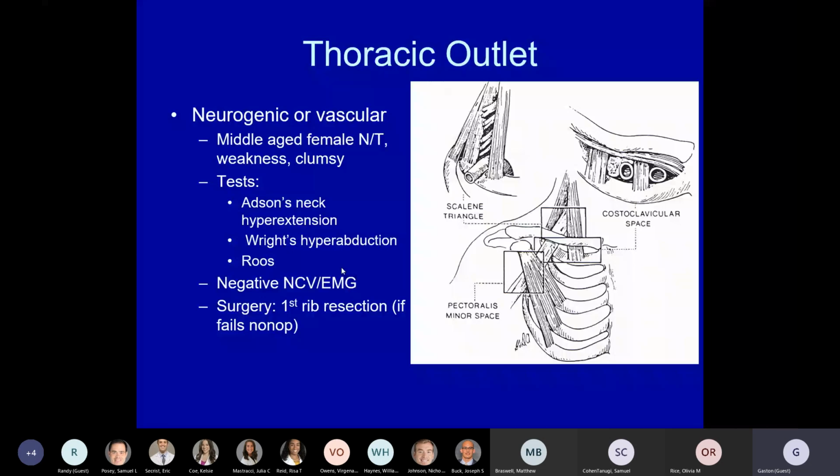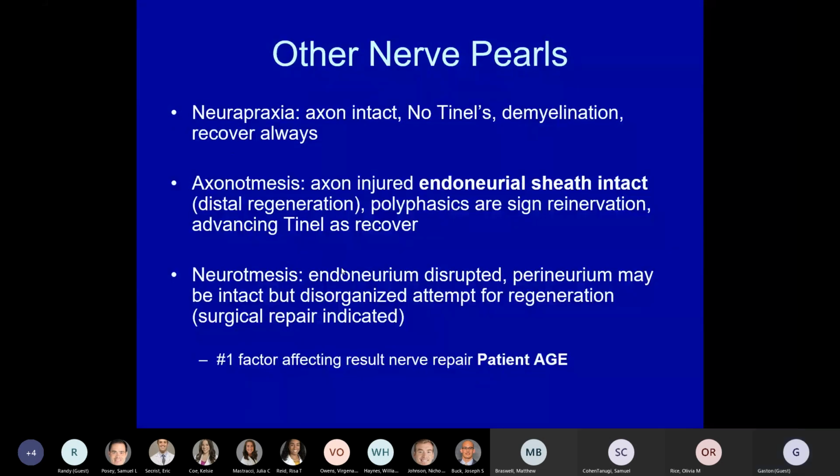If it does come up and that is the diagnosis and non-operative treatment fails, the answer is a first rib resection. The other differential in that, if they give you that exact same patient and they said the Adson's, the Wright's, the Roos', and all those were negative in a middle-aged female, be thinking about MS. That would also be in your differential, so you'd be looking for an MRI of the brain on that one.